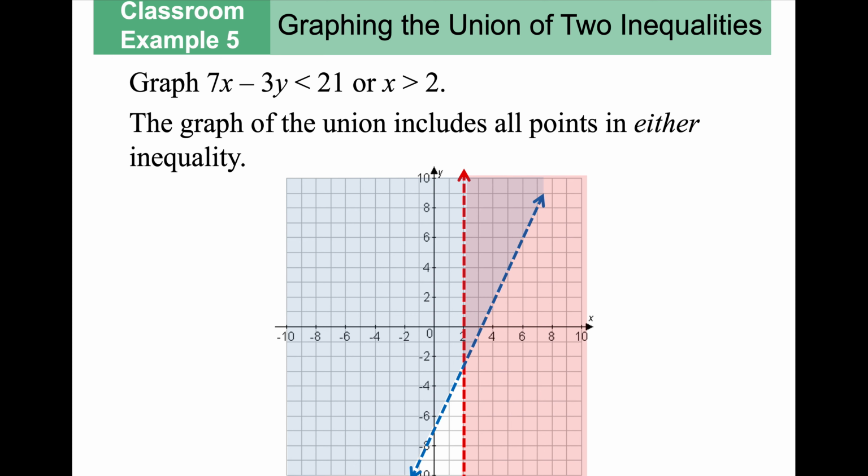So I'm graphing them on the same set of axes, but instead of being the overlap, it's everything except for this white region. So it's everything that's in either inequality. So the answer set is all of this blue, all of this purple, and all of this red. The only thing that's not a solution set would be what's here.